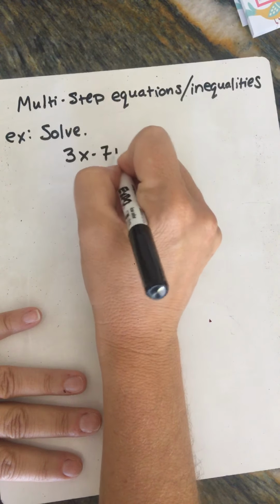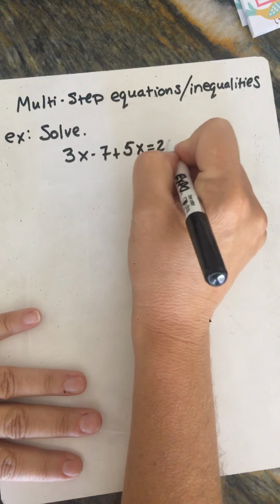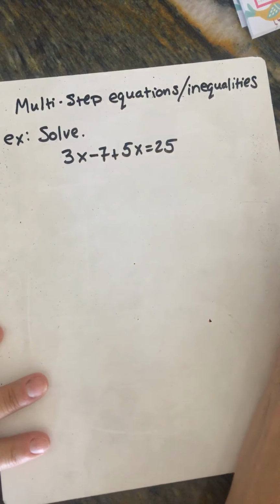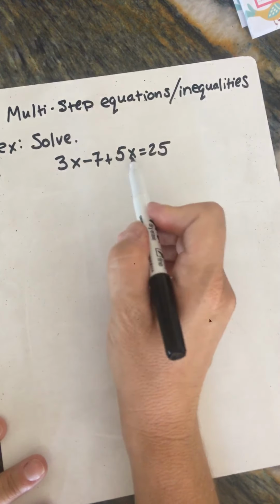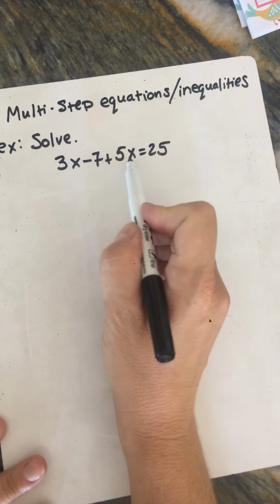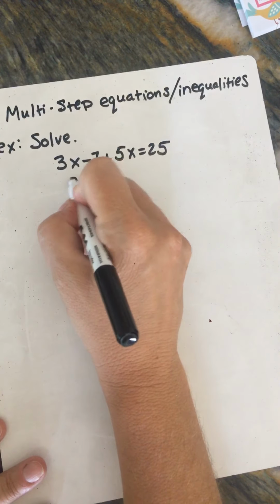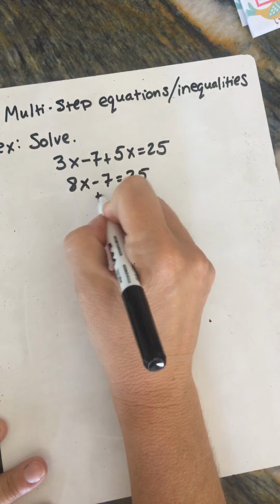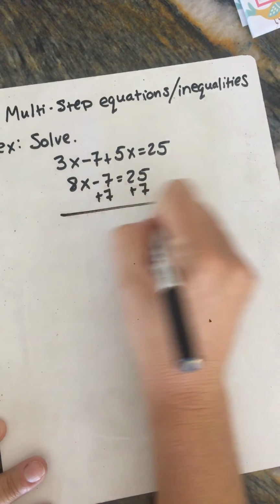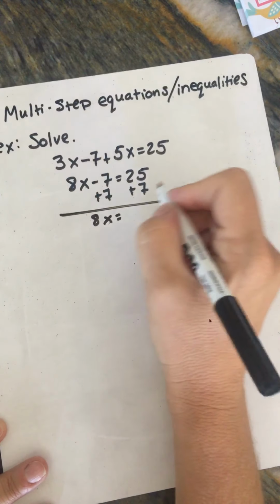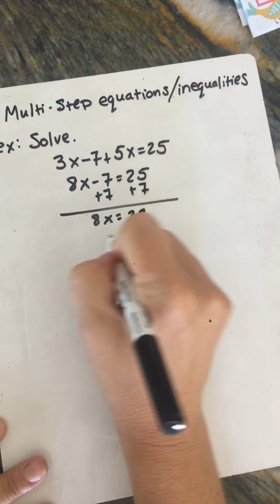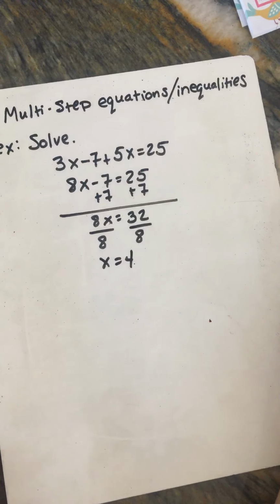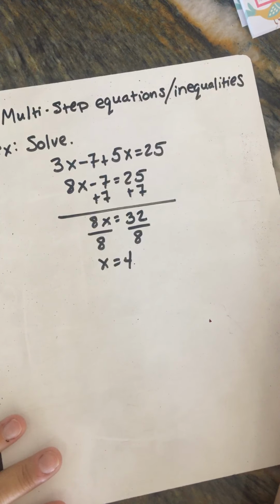3x minus 7 plus 5x equals 25. This is like the baby algebra you've done since you were a little tiny thing. You've got to combine your like terms since they are both on the same side of the equal sign. So there's 8x minus 7 equals 25. And then we add the 7 to both sides. So 8x equals 32 and divide by 8. So x equals 4. Easy peasy, right?